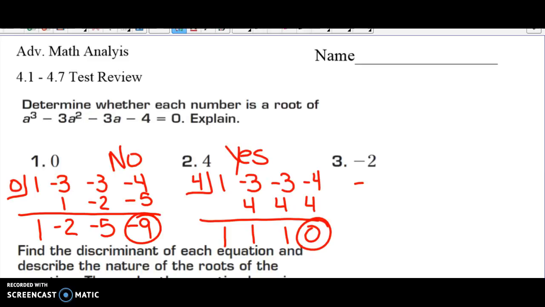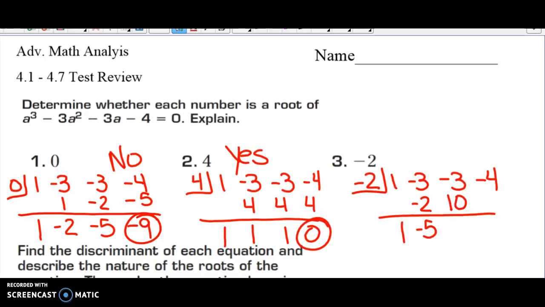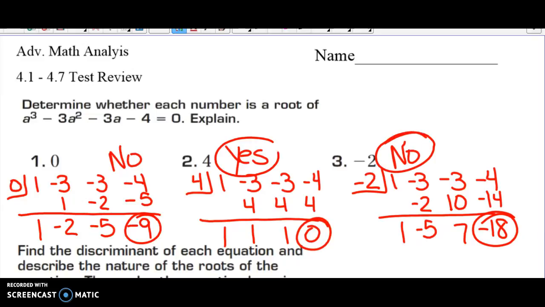All right, one more, and check -2. All right, so you have a number, so that means no. So only number 2 is a yes, okay? So let's go and look at the next part.